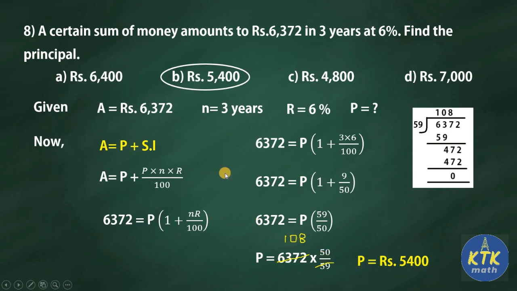So this sum is a little bit different from the previous sums, because here they give the amount directly. So when the amount is given and we are asked to find the principal value, you need to bring down the formula from amount. So A equal to P plus SI. From that I am deriving PNR by 100, that is I am substituting PNR by 100. From that, substitute all the remaining values except P. Simplify using our regular linear equations method. So after simplification, I am getting the answer 5,400. So this is the answer for the 8th question. Now we will move on to the 9th one.